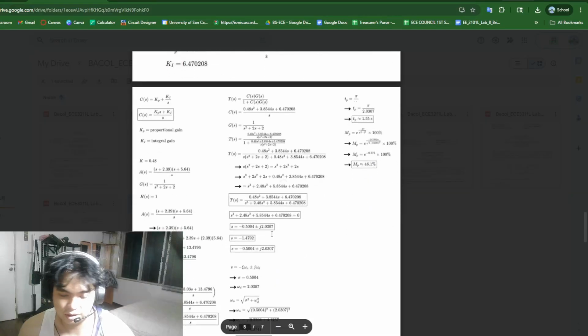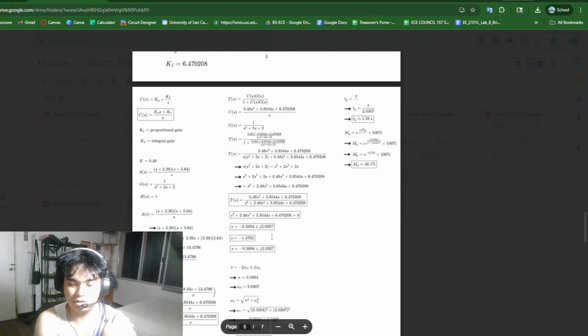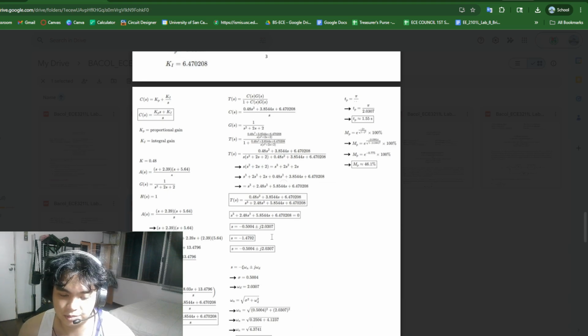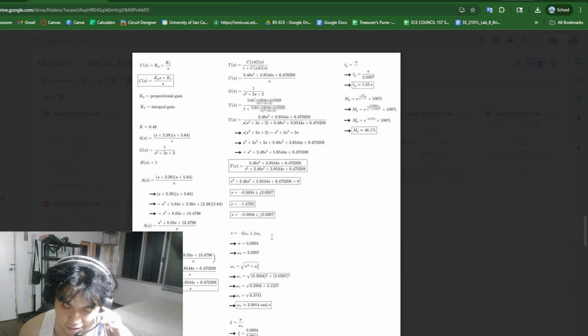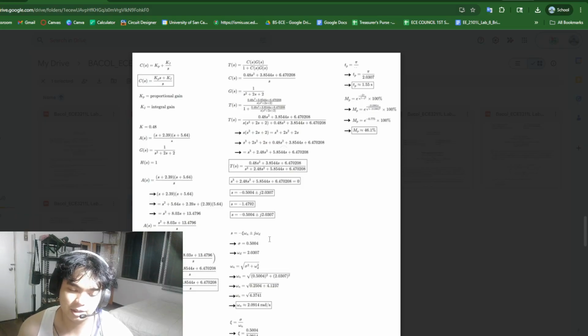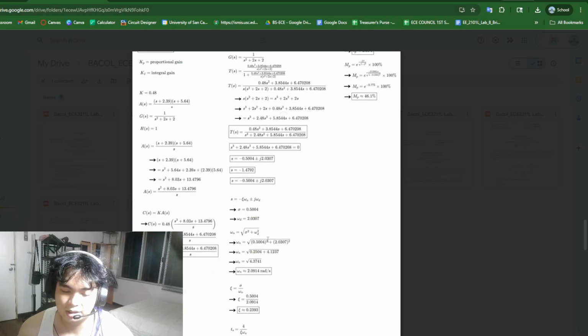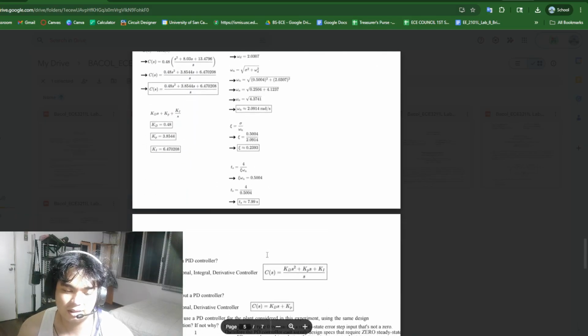And this page again shows the derivation of the PID controller transfer function and the step response parameters. The PID controller was written as 0.48 S plus 3.8544 plus 6.4702 over S. And from the calculations, the damping ratio, natural frequency, settling time, peak time, and overshoot were determined using the closed loop poles.